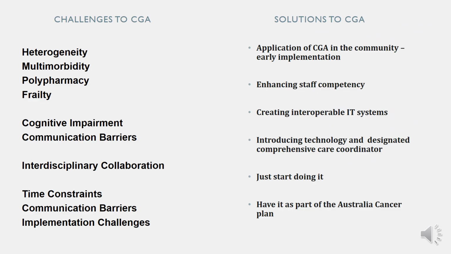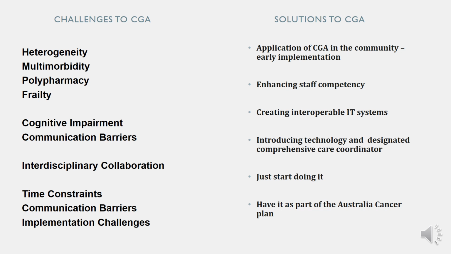So really, what are the challenges to implementing comprehensive geriatric assessment? So it's complex. So challenges are that it's heterogeneous. So that means that our older population are diverse. They have a wide range of health conditions. They have a wide range of cognitive abilities and functional capacity, and it means that we can't apply a one-size-fits-all. It has to be very individualised, which cancer care is becoming very, very individualised.